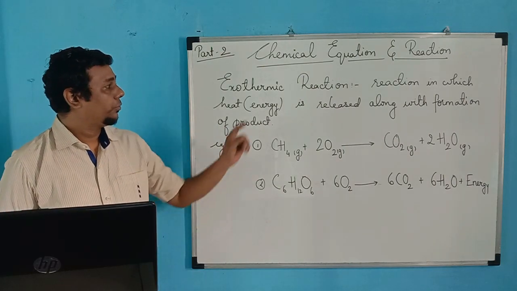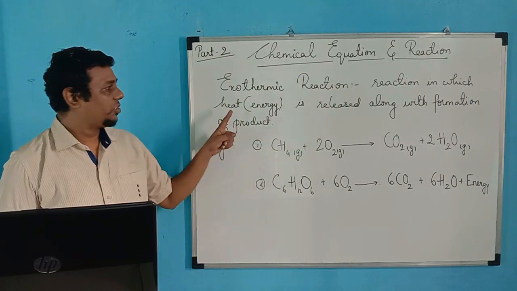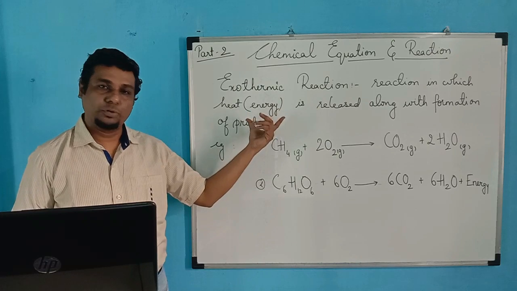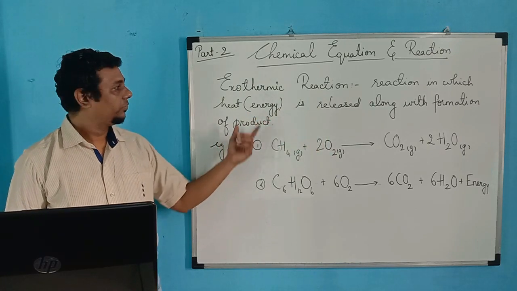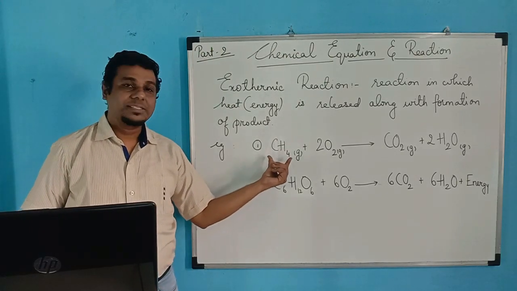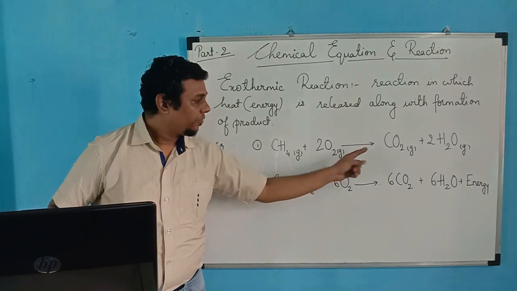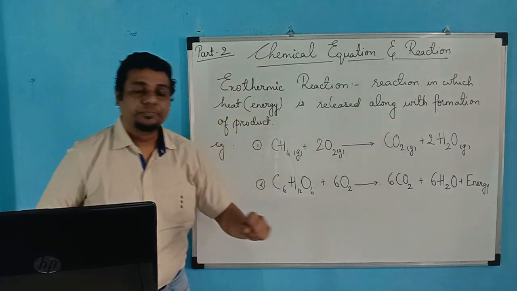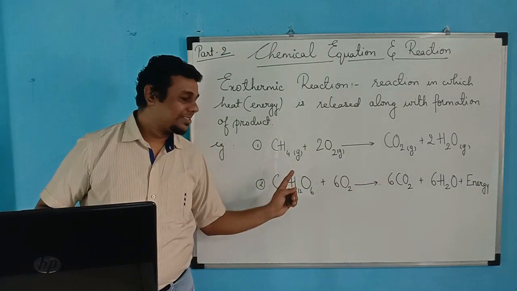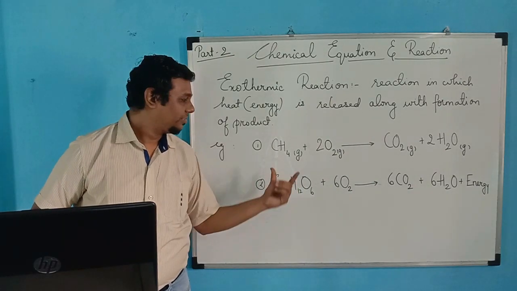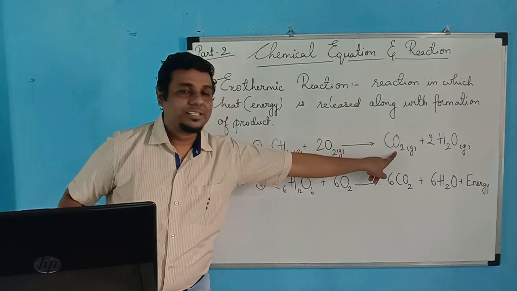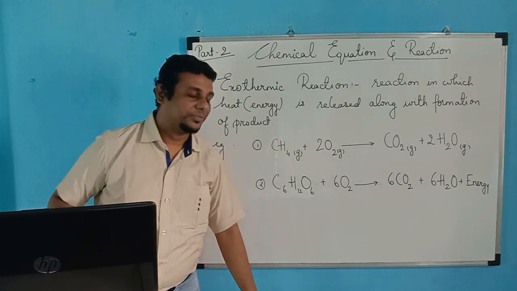So now we are going through exothermic reaction. A reaction in which heat is released, or you can say energy is released. It may be heat or light, or both, along with the formation of product, and it is called an exothermic reaction. Now in exothermic reaction, I have written an example: CH4 plus 2O2 gives you carbon dioxide and water. Can anyone guess what this reaction states? That is the burning of natural gas. Methane burns in the presence of oxygen and generates carbon dioxide and water.